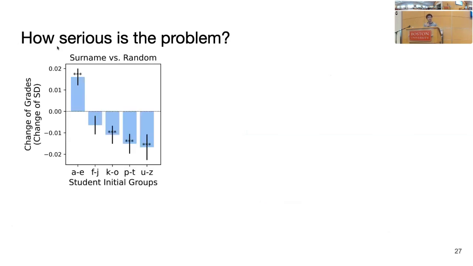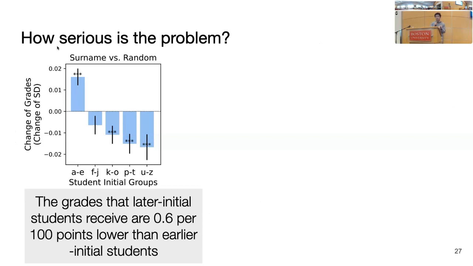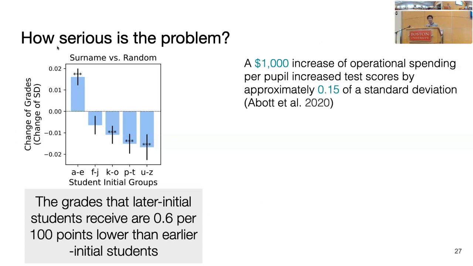So how serious is the problem? Let's look back at this plot again. Now we'll only show the standard deviation. We can actually convert that standard deviation into a 100-point scale. The grades that later initial students receive are 0.6 per 100 points lower than earlier initial students. So the absolute score seems small. But if you consider the costs to the government and to students to improve their test scores by this margin, it's actually pretty large.